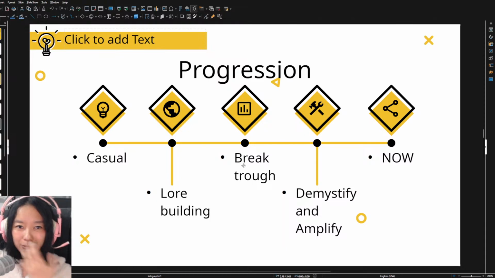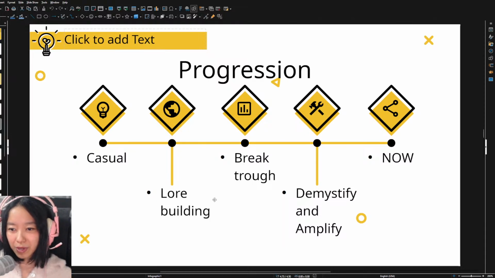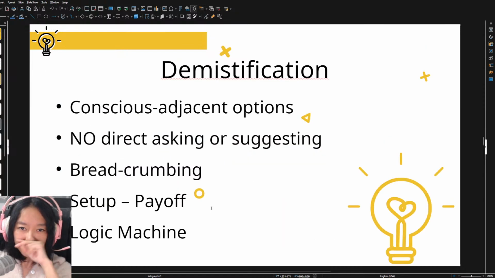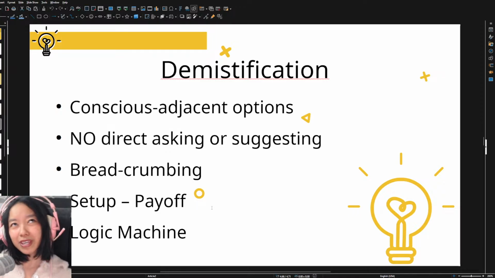And now what I'm trying to do is educate you about how to demystify what you're experiencing, and then you can amplify the potential, so you don't have to be the end product of these systems. So the demystification is like this. You give conscious adjacent options when you are telling AI about yourself.